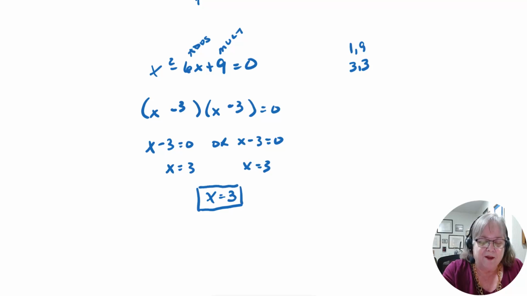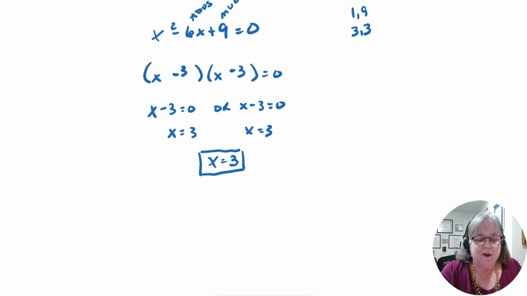We'll find out later when we get around to graphing that this is considered a double root, right? And that it has to do with the x-intercepts. When we get to graphing, you'll see that each one of these we've been finding is an x-intercept. And this one would be called a double root because it's there twice.